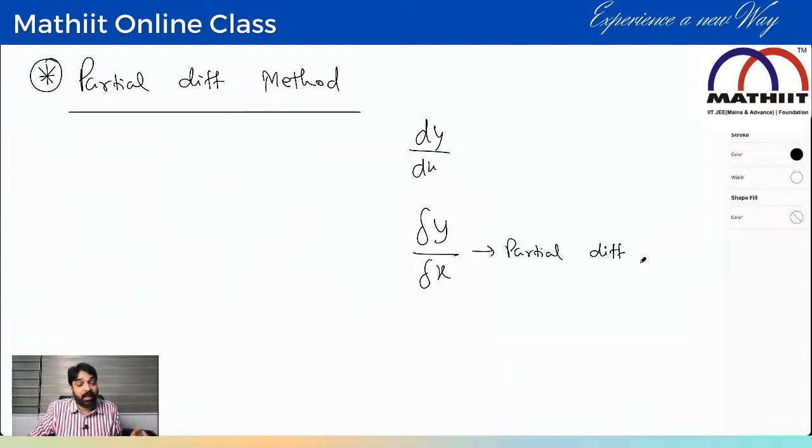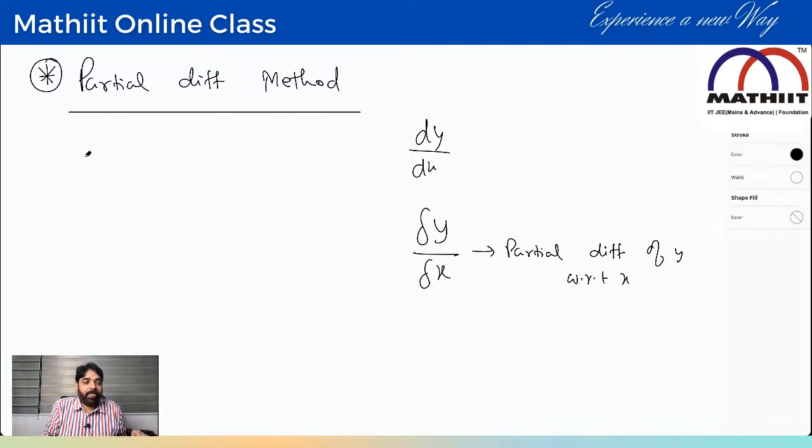This is beyond your syllabus. It's not in your syllabus. It's just for speeding up differentiation that I'm going to teach you. Partial differentiation of y with respect to x. This is a symbol, del. In place of d, we use del. Are you getting my point?